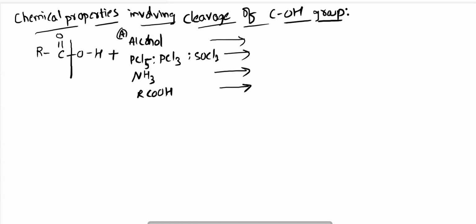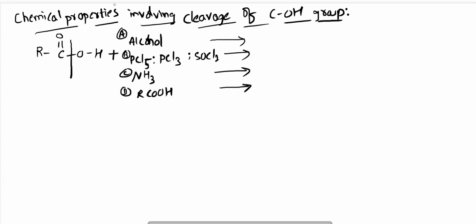Let it be A, B, C, D. Let's see each and everything. First one is the most important one. Let us take the first one, carboxylic acid with alcohol. It is a very important reaction. We call this esterification. Why it is called esterification, we are going to see further.